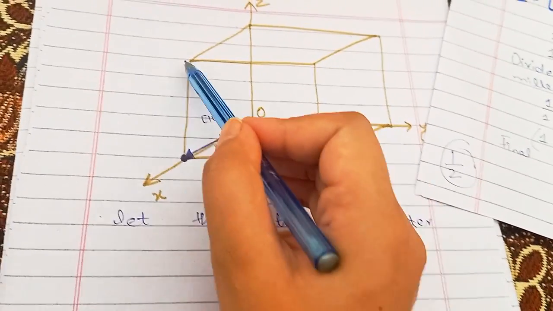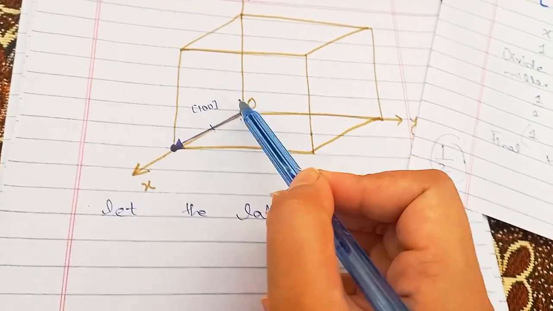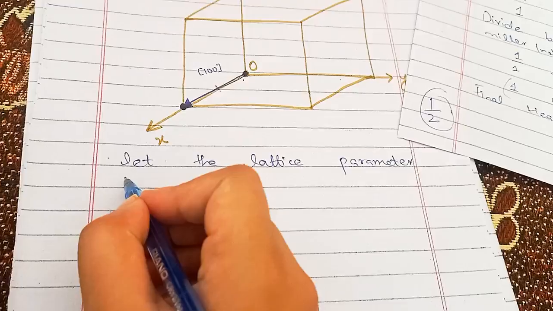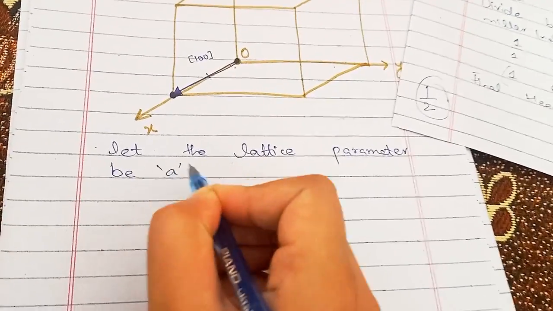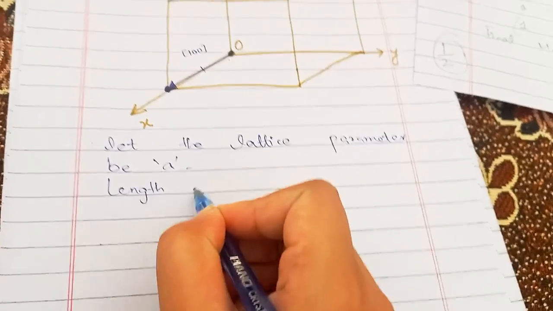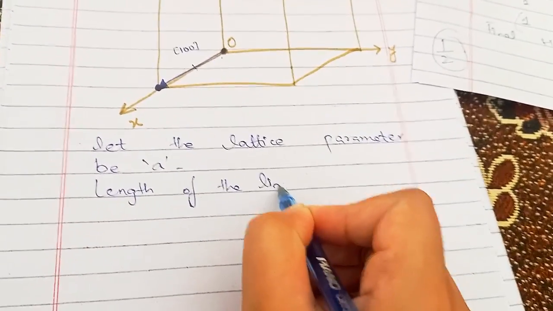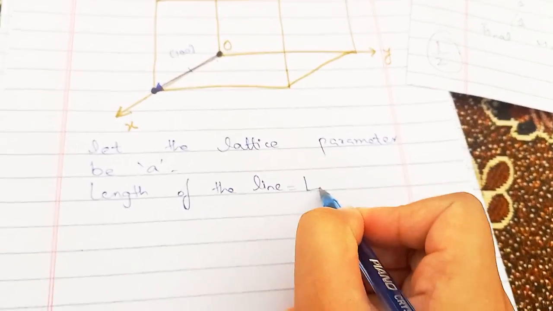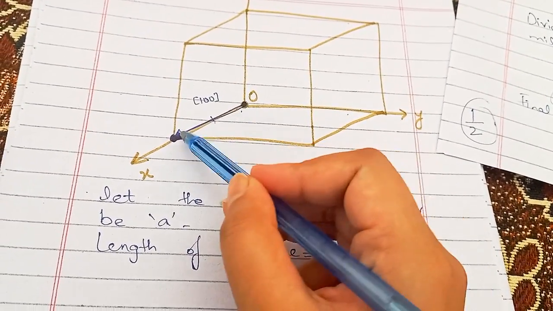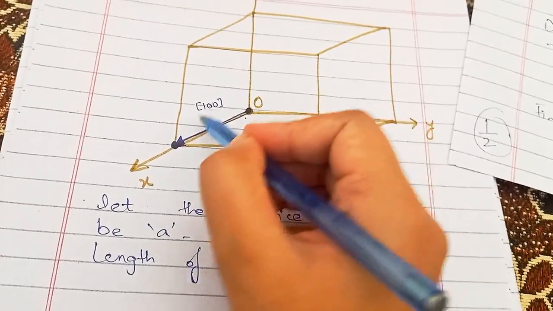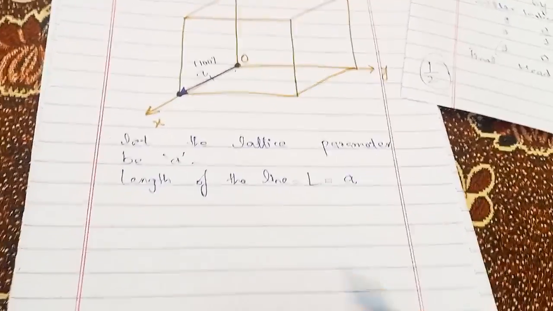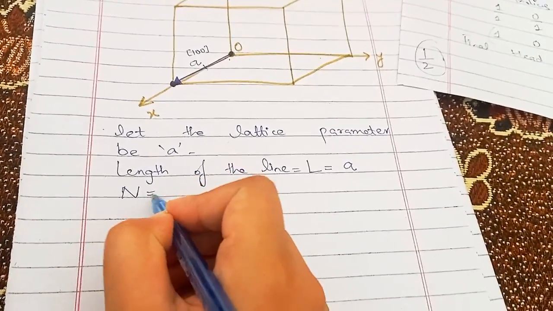This is not parallel to the axis direction, so this length will not be equal to a. The lattice parameter is actually this. Let the lattice parameter be a. Now what is the length of the line here? That is capital L, and the length of the line is simply a. You can see from one corner to the other corner, this is the direction, and it's simply a. Now what is the net number of atoms lying on the plane?